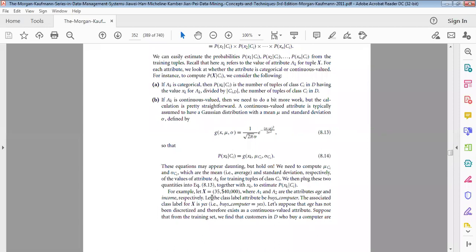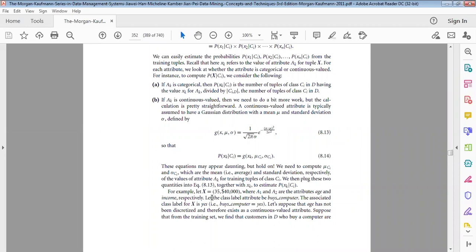A continuous-valued attribute is typically assumed to have a Gaussian distribution with mean mu and standard deviation rho, defined by g(x, mu, rho) = 1 / (sqrt(2 pi) rho) times e to the power minus (x minus mu) whole squared by 2 rho squared. By this formula, you can handle continuous values with the Gaussian distribution method. This is simply how you can represent it, and how it works is shown along with an example.